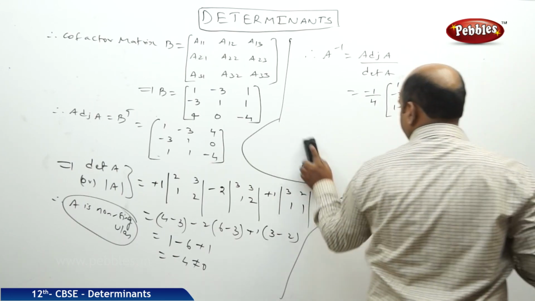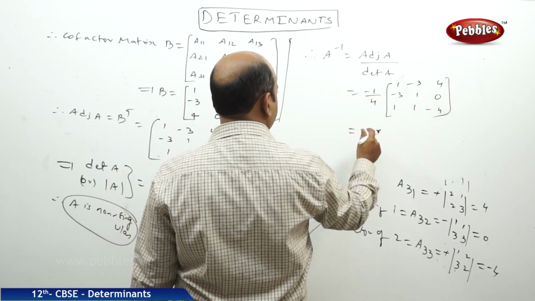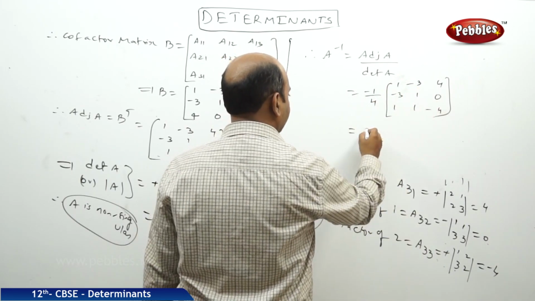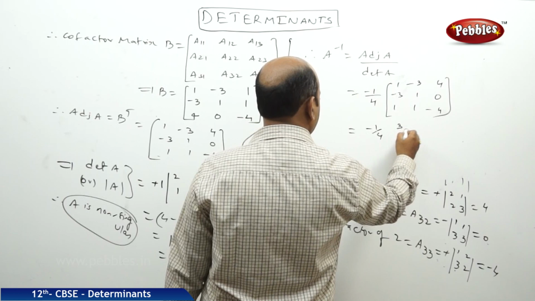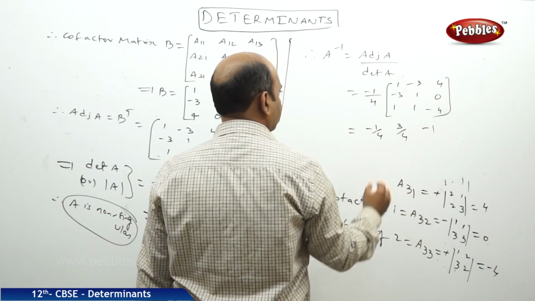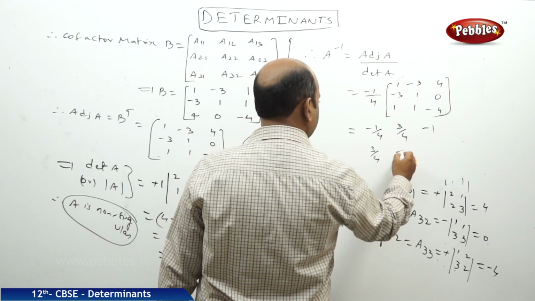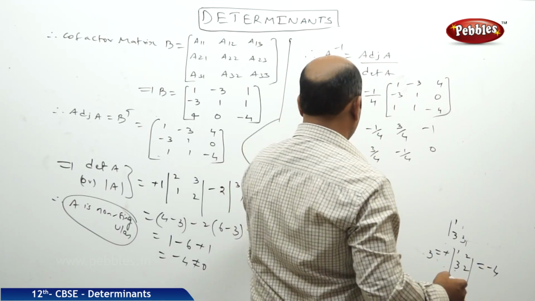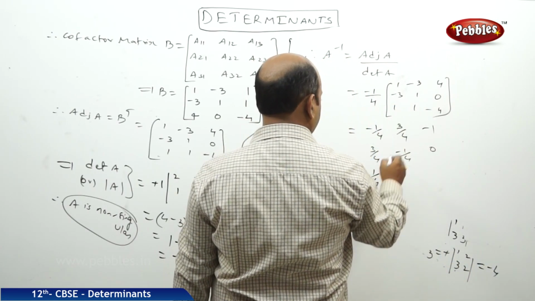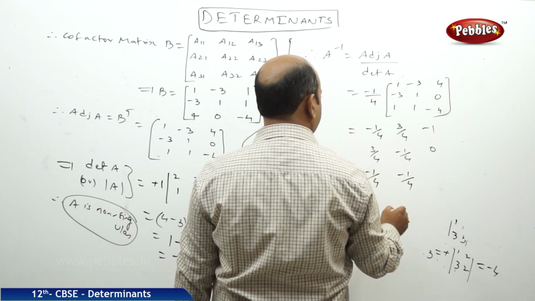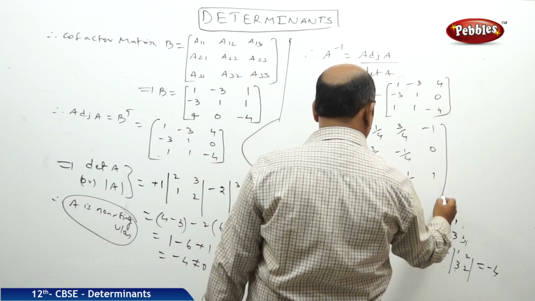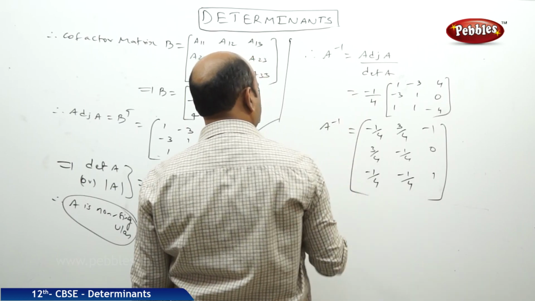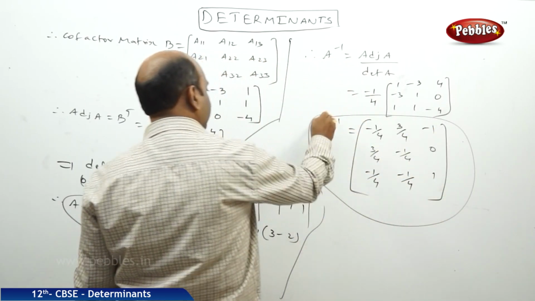So finally, if you observe carefully, A inverse is minus 1 by 4 into the whole thing, but this is a scalar. This scalar can be taken inside, so it becomes minus 1 by 4, 3 by 4, minus 1. Later 3 by 4, minus 1 by 4, 0. After this, 1 by 4, minus 1 by 4, and this becomes 1. So finally we have A inverse equal to this, the required result.